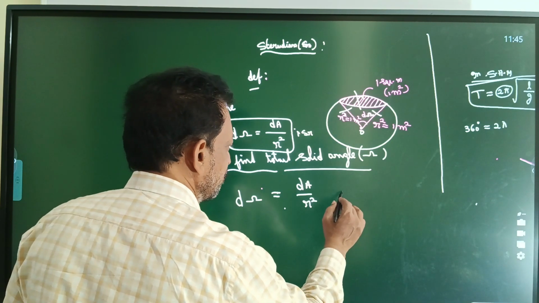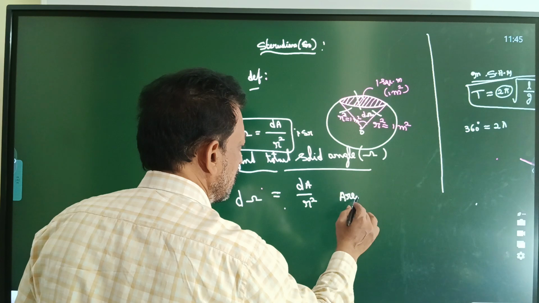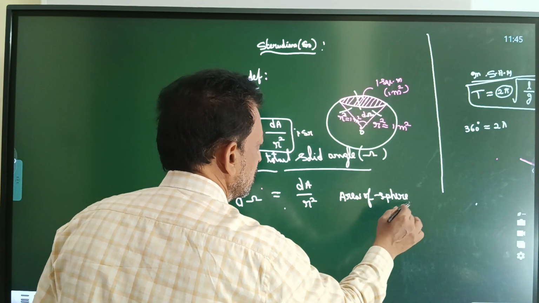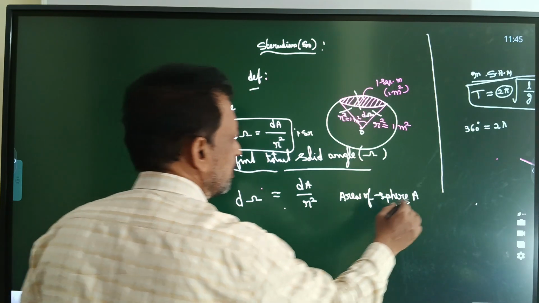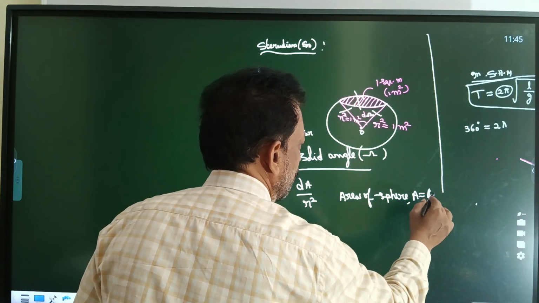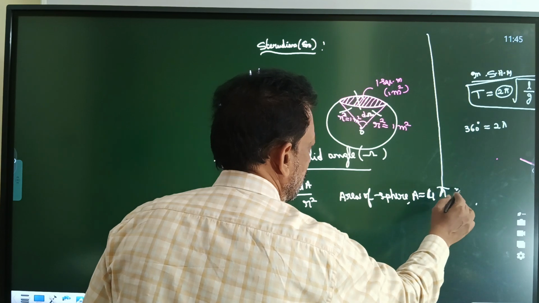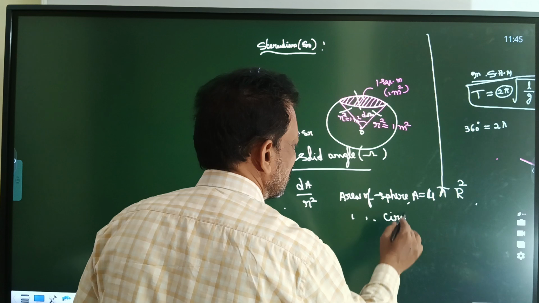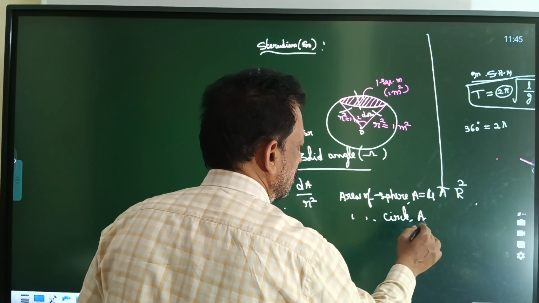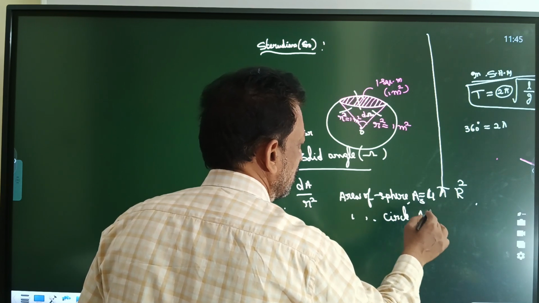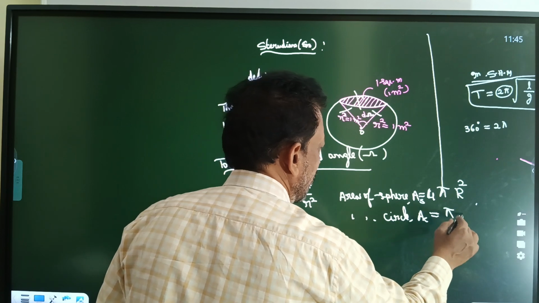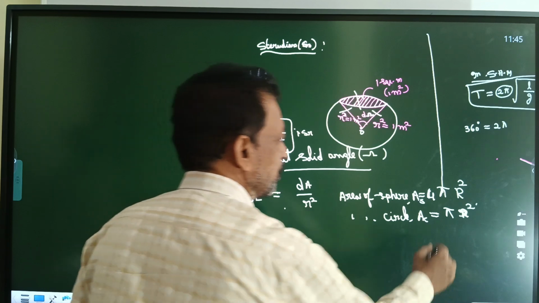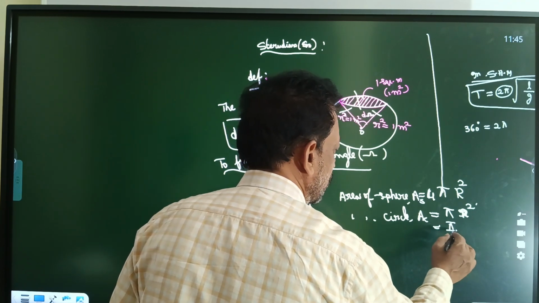What is the area of this sphere? Area of sphere, A is equal to 4 pi R square. All of you know 4 pi R square. What is the area of circle? That is equal to pi R square, and in terms of diameter, pi by 4 d square.